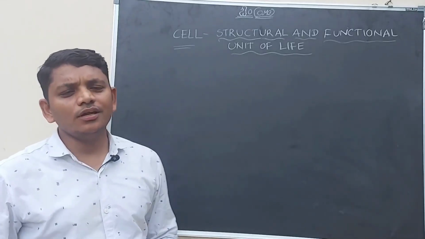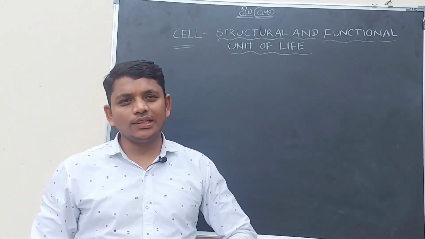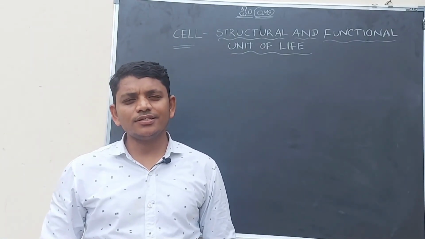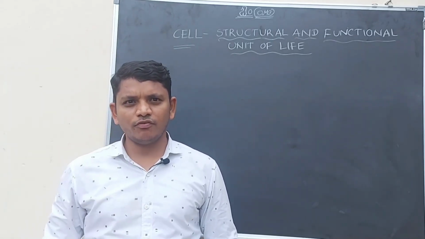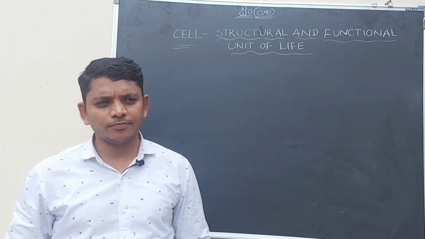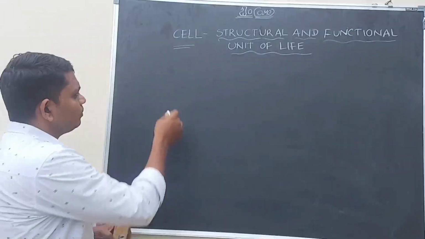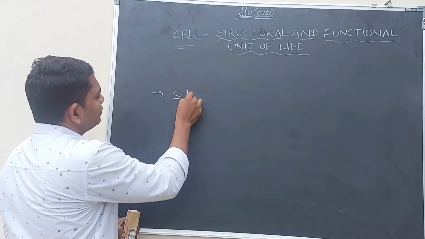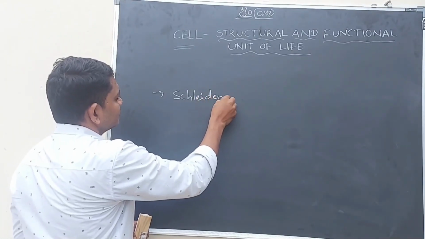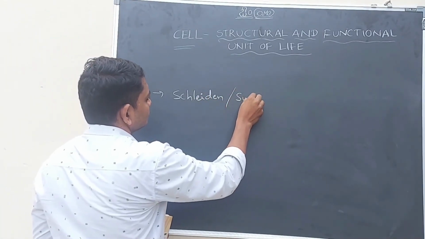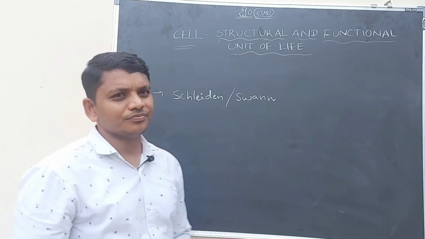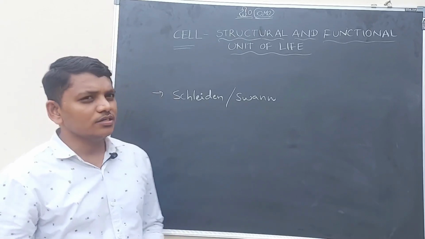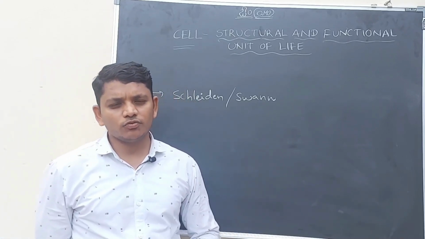Okay. In this lesson, we have to discuss cell theory. Cell theory is nothing but the fundamental principle of the cells. The cell theory was proposed by Schleiden and Schwann.